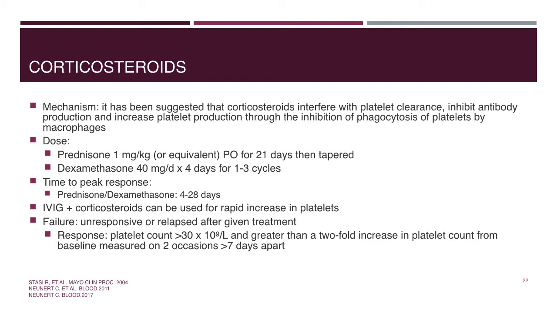Dosing is listed here, and guidelines do recommend prednisone, but recent data that is not included in the guidelines is favoring use of high-dose dexamethasone because of two reasons. So it's shown a quicker response in patients' platelet counts as well as being associated with less adverse effects. Time to peak is a wide range of 4 to 28 days, and guidelines do recommend giving with IVIG if rapid platelet response is warranted due to their severity of disease.